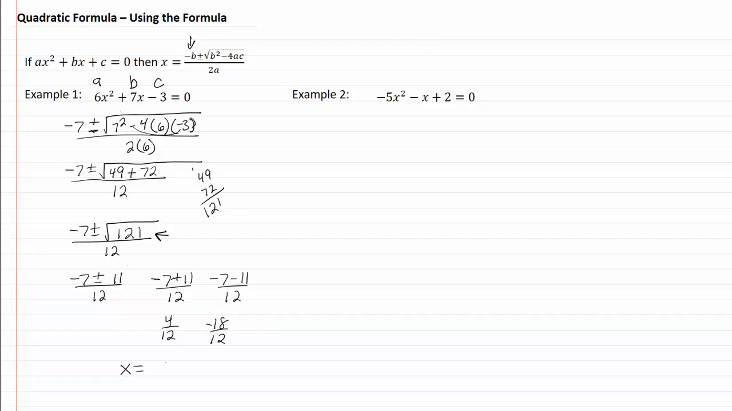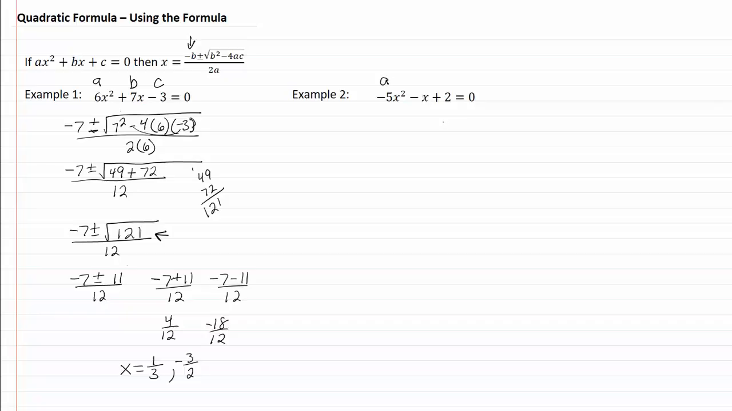So x is going to be 1/3 and a negative, let's see, both of those are divisible by 6, so 3/2. And I've solved example 1. Let's take a look at our example 2.